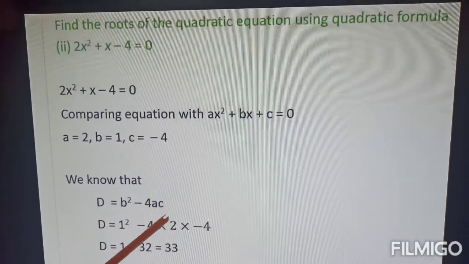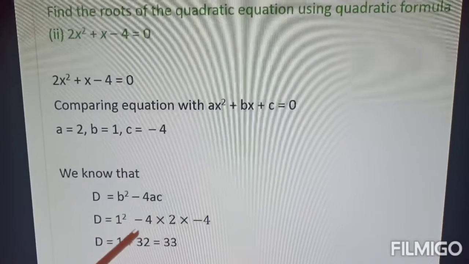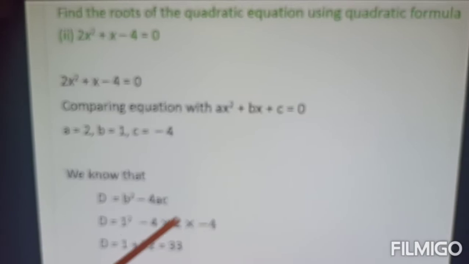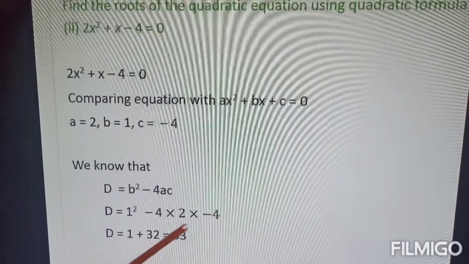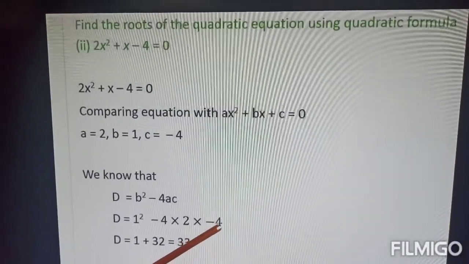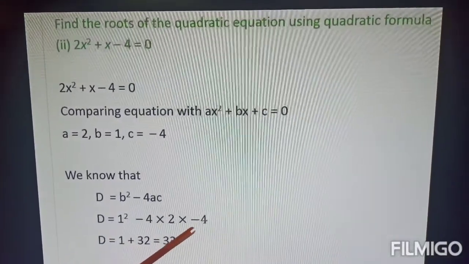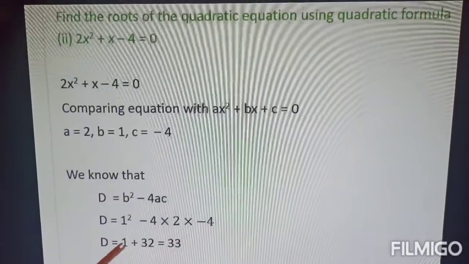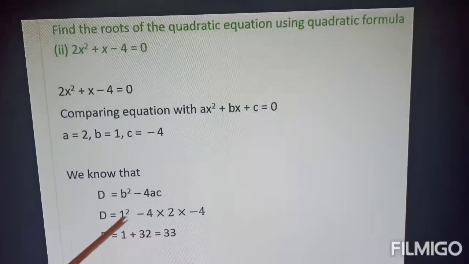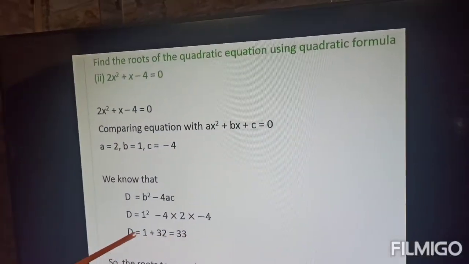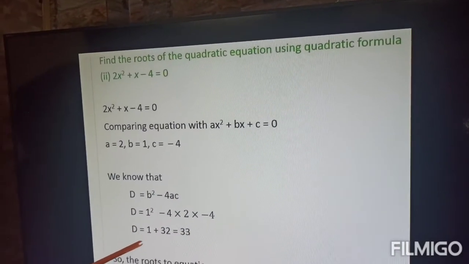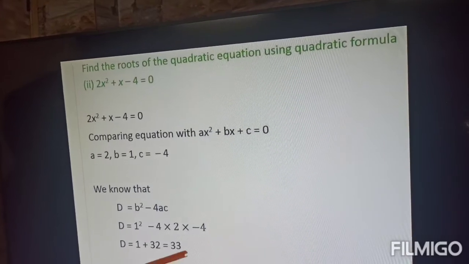That b square minus 4ac, first we will find it. Then b value is 1, 1 square minus 4 as it is, a is 2, c is minus 4. Multiply these 3, 4 twos are 8, 8 fours are 32. Plus, minus into minus, plus. 32 plus 1, we'll get 33. Okay. The whole value under the root, b square minus 4ac, that we consider as D. That value we got is 33.